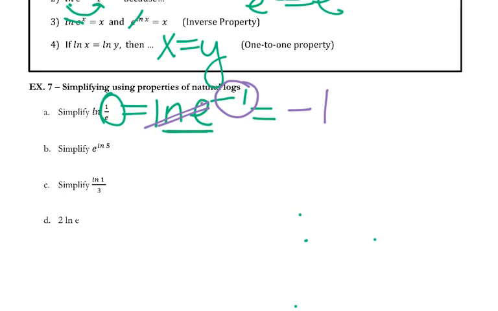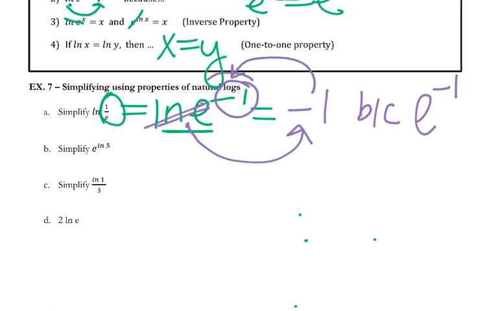Now, if you don't remember why the natural log and e cancel, we could also write an exponential statement. So we know that this is really a base e. The natural log is base e. Then we're looping around to negative 1, coming back. What we're coming back to is e to the negative 1. So this makes sense. It works. Negative 1 is our exponent.